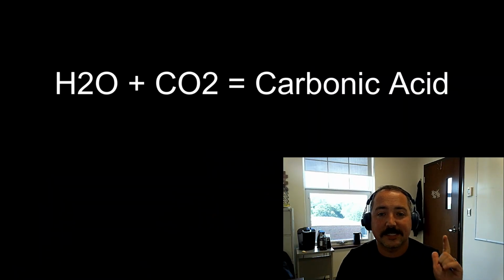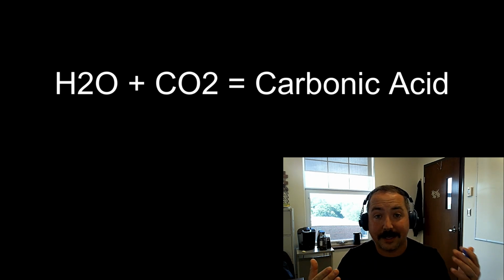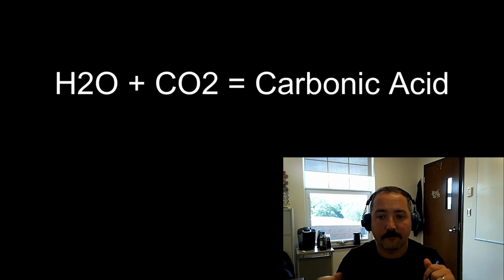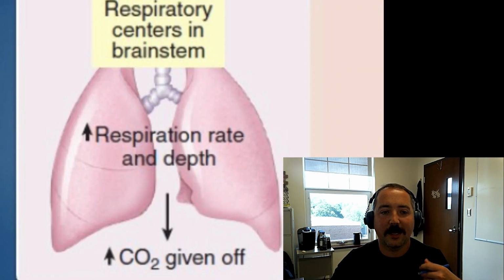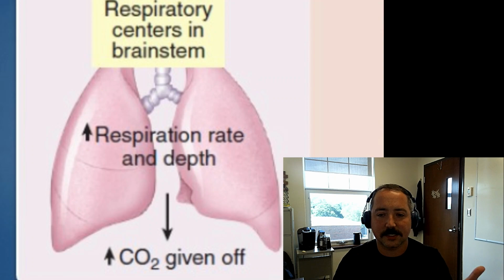All right, another chemical equation. Water plus CO2 equals H2CO3. So water plus carbon dioxide is carbonic acid. Great, cool. So now we have a way to make the carbonic acid in case we need to use it in that first equation. But where do we get the CO2 from? Well, that comes from cellular metabolism, and it's excreted by our respiratory system.